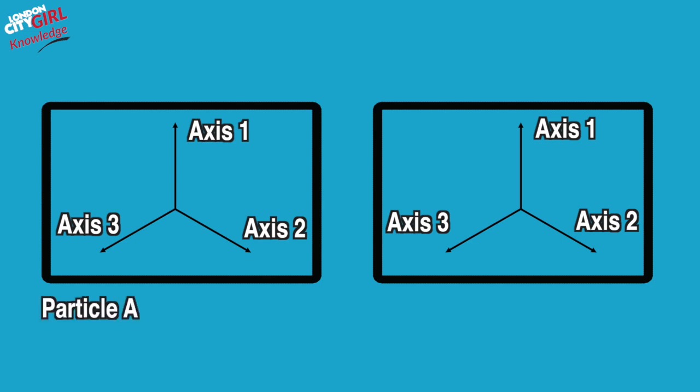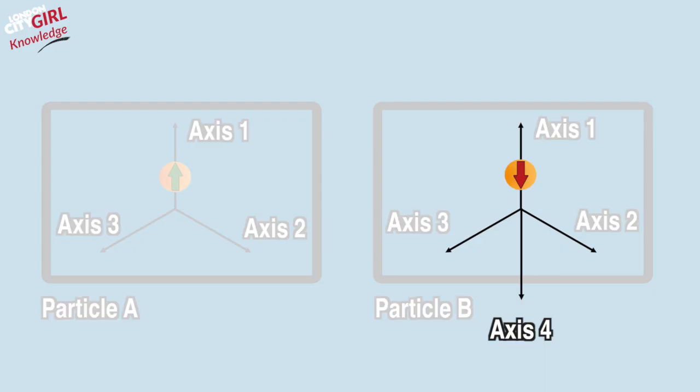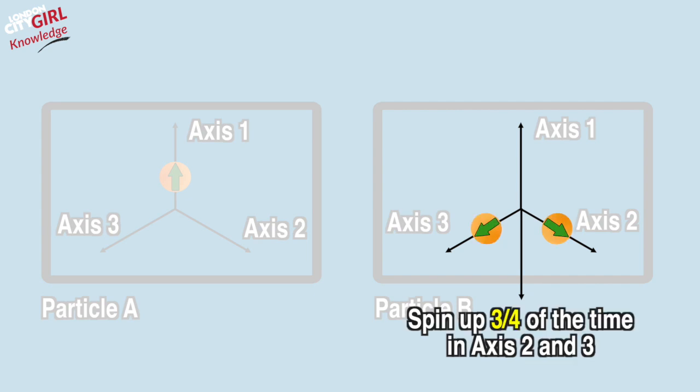When particle A is spin up in axis 1 and particle B is measured in axis 1, it will be shown to be spin down. Now imagine an imaginary axis 4 in the particle B detector. As the particle is spin down in axis 1, it follows that it will be spin up in the direction of axis 4. As axis 2 and 3 are both at 60-degree angles from axis 4, the spin of particle B will indicate that it is spin up in those two axes 3/4 of the time, as explained earlier in the video when we first discussed spin.